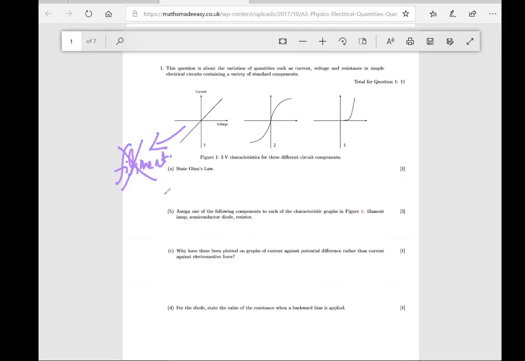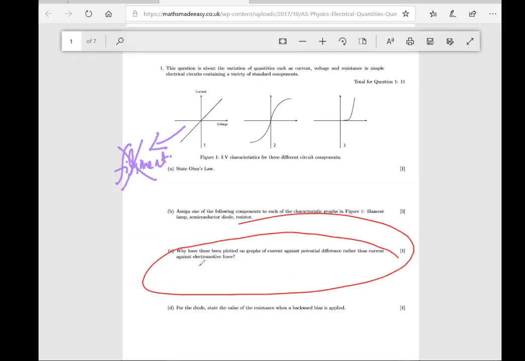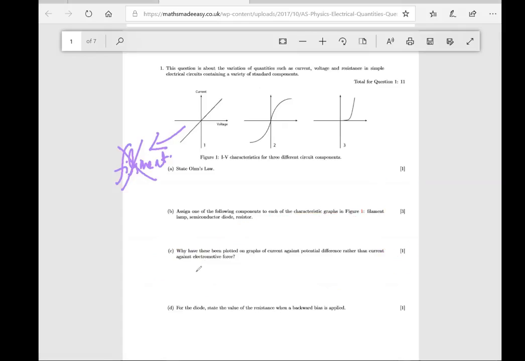Okay, why have these been plotted on a graph of current against potential difference rather than current against something else? Oh my gosh, you answered this. That's crazy. You know the answer of this. Let me tell you the answer. It's because... oh my gosh. Don't tell me I don't know this.